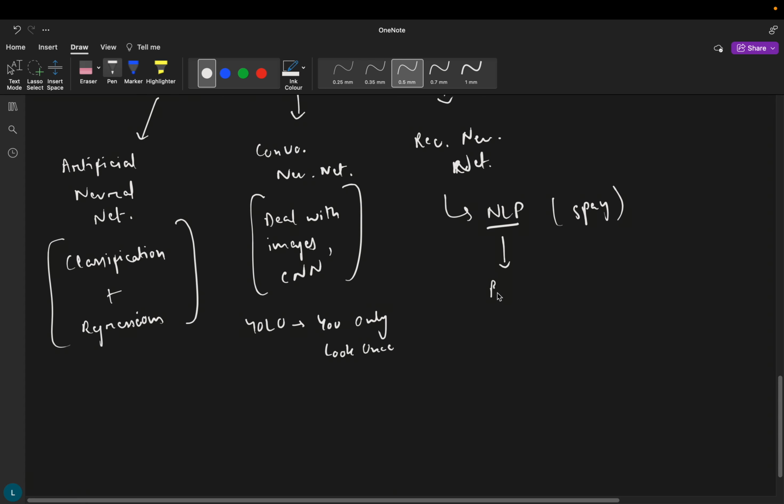After NLP, you can successfully move on to RNN. RNN is recurrent neural network. In RNN, you deal with text data mostly, like in ANN, you deal with numerical data.